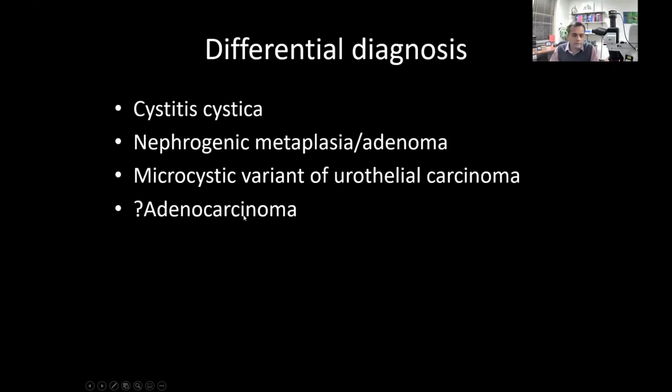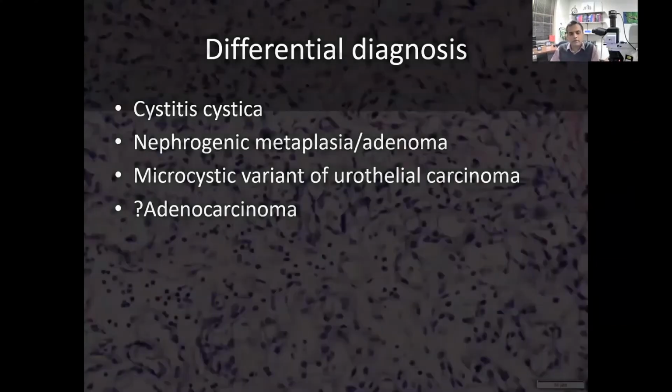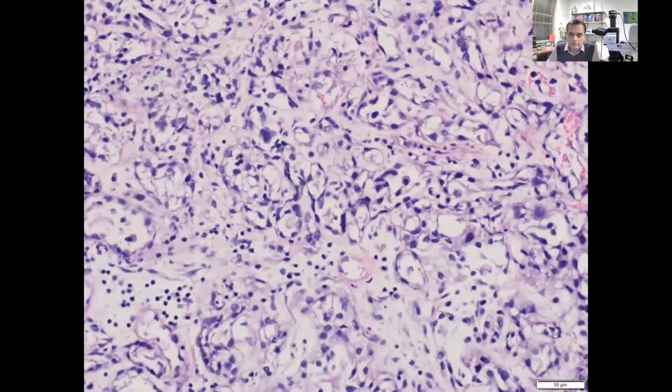And maybe it is just an adenocarcinoma with an unusual morphology. So those are the things that you might have in mind. So let's go back and take a look at some more sections from the tumor.